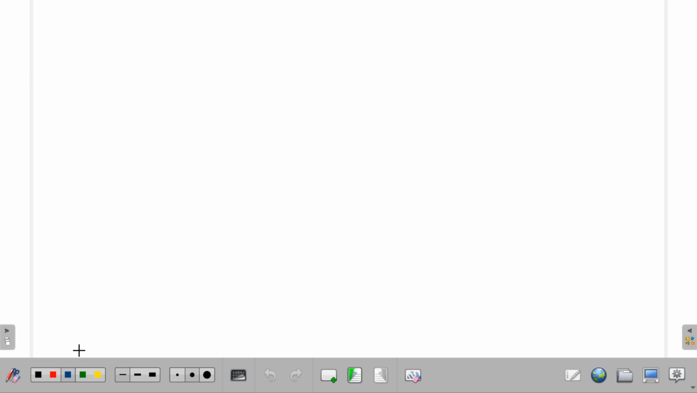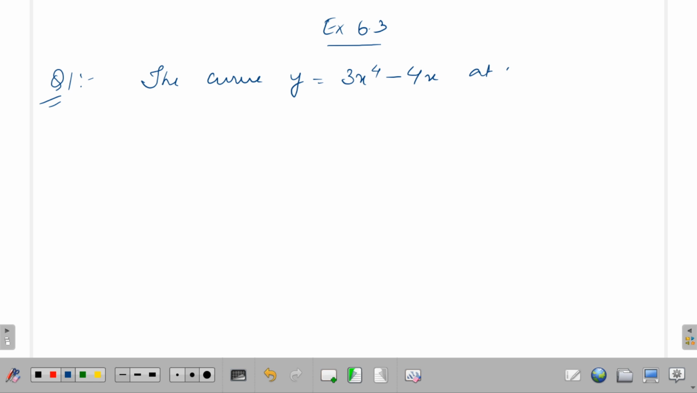So let me start with your exercise 6.3, question number 1. You can see it in your textbook. It is given that we have to find the slope of the tangent. The curve is given to be y equals 3x to the power 4 minus 4x, at x equals 4.